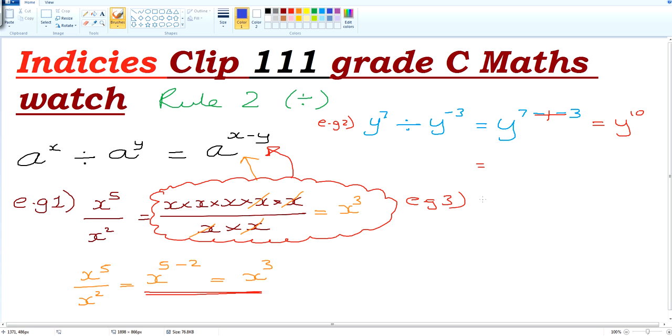Okay, let's do another example. We have now 12 to the power of minus 3 divided by 12 to the 4. What does that become? Because they're both 12, that's good. What do you do with the indices? The first index minus the second one. So that gives us a final answer of what? What's minus 3 minus 4? Well done, thank you. Minus 7. And that is our answer there.